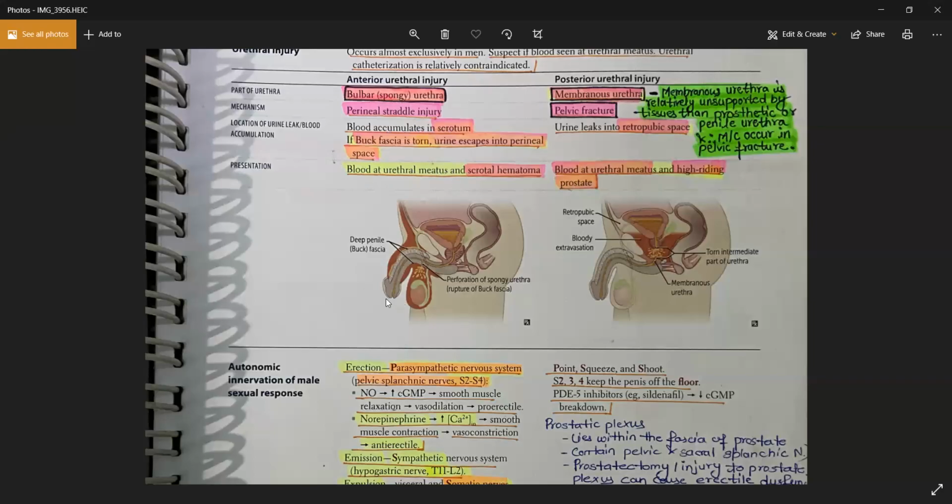So the presentation will be blood at the urethral meatus. You will have bleeding from the urethra from this part. A scrotal hematoma can also occur, and you will have bleeding within the perineal space. Is that okay?